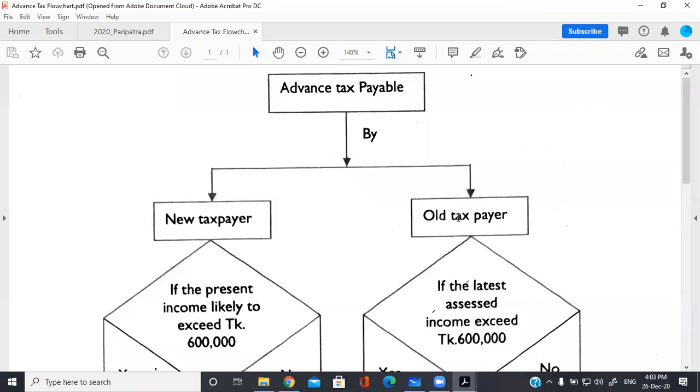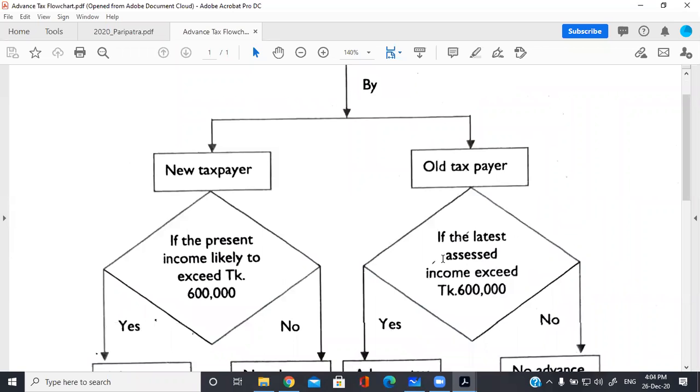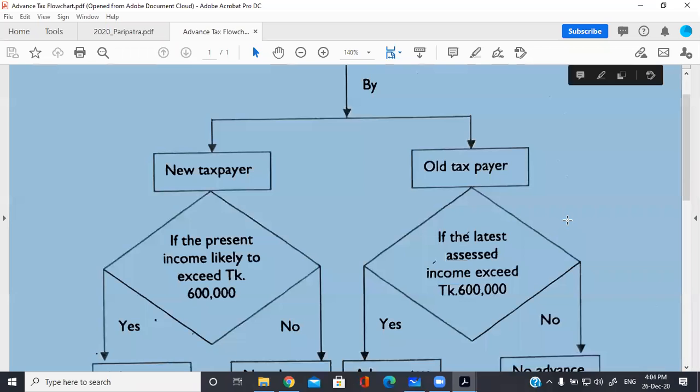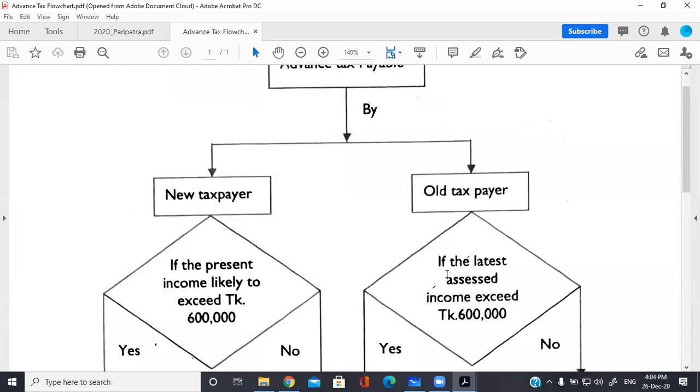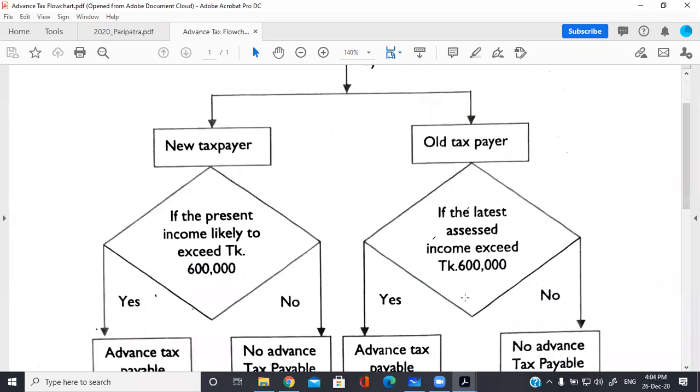Say, let's begin with the old taxpayer who has been continuously paying taxes for several years. If the latest assessed income, that means you already have paid taxes on this, right? The latest income year or the previous income year on which you already have paid taxes and you already have assessed that income, and that is assessed by the tax authority, and it has exceeded 600,000.